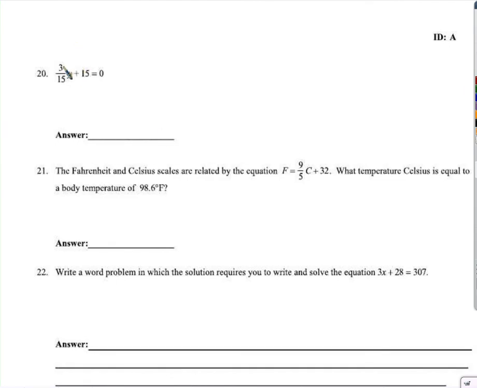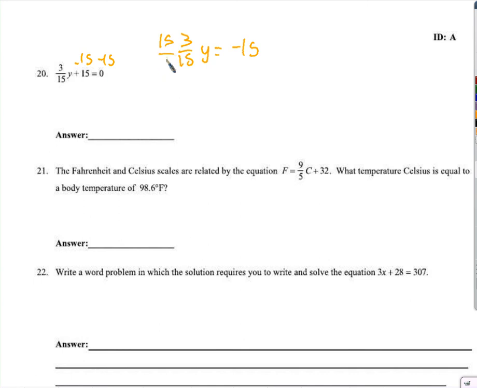Here's an example, right? Here's a 3/15 y. I'm not going to multiply by 15 over 3. Okay, I'm going to just leave it. I'm going to deal with the 15 first. So I'm going to subtract 15, subtract 15. 3/15 y equals negative 15. All right, so now I'm going to cancel out that 3/15, okay? That's what I'm going to do now.